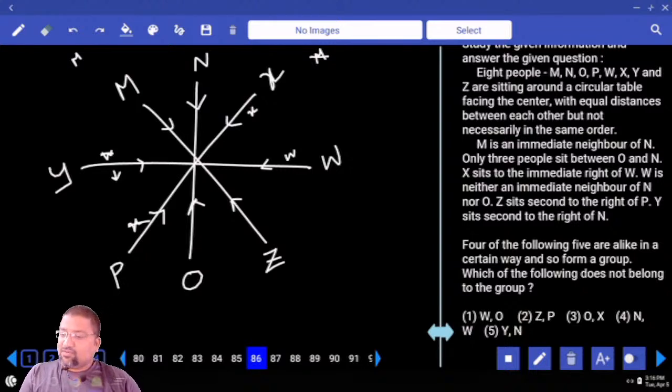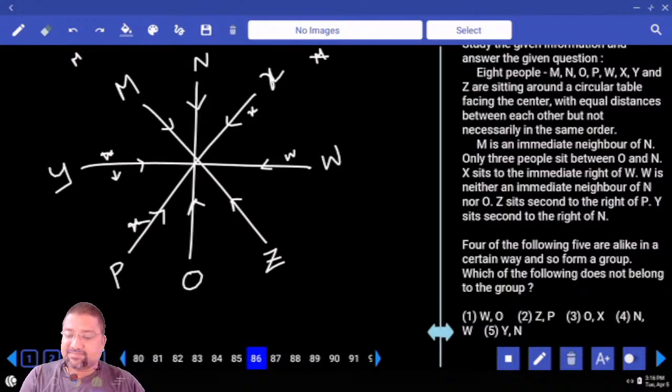What is 86? 4 out of the following 5 are alike in a certain way and so form a group. Which of the following does not belong to the group? W and O, one person between W and O. I can also say O is second to the left of W. Z and P, only one person between Z and P. O and X, how many persons? 2 persons. N and W, 1 person. Y and N, 1 person. Minimum number is 1. Minimum number is 1. So what should be your answer?